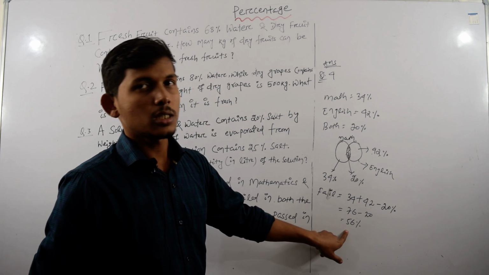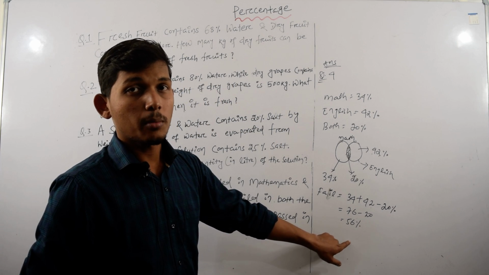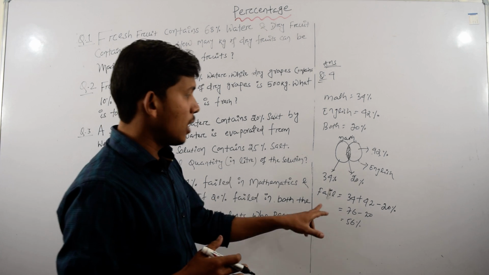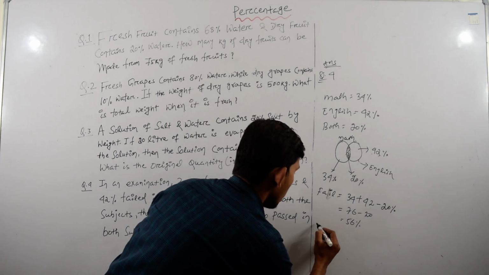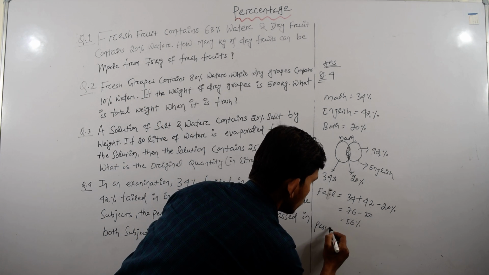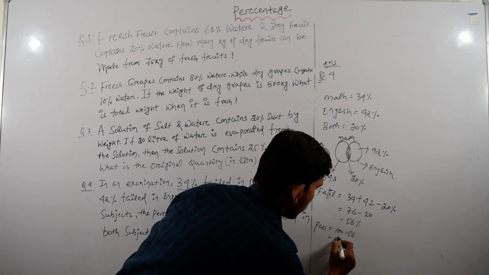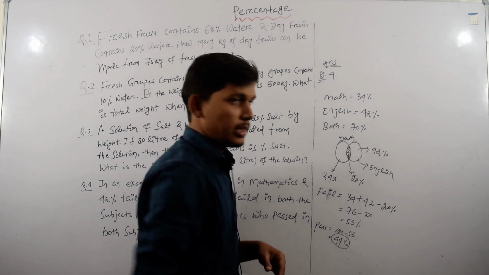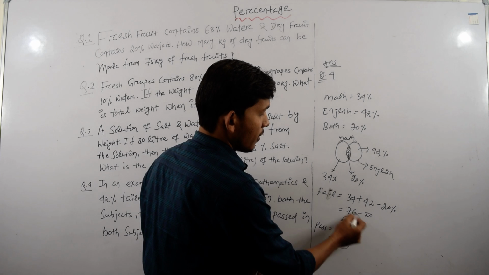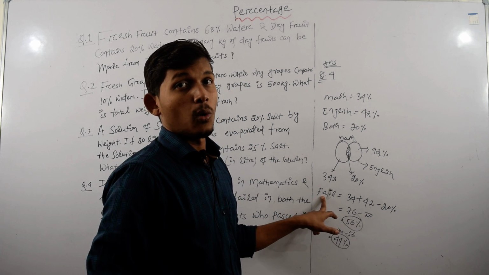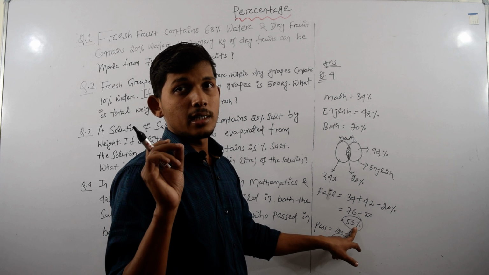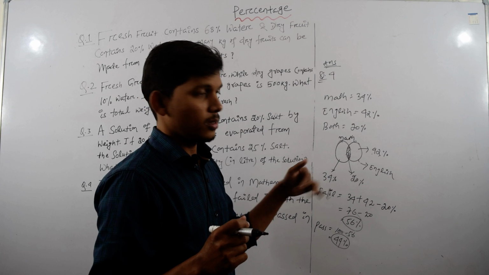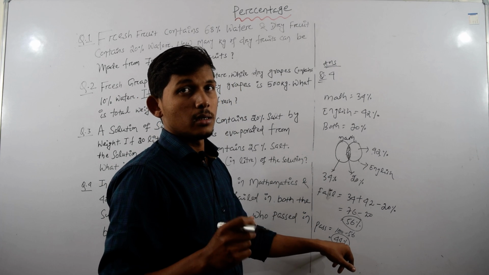The 56% of students failed. If the total number of students is 100, 56 failed, then how many passed? That is 100 minus 56, which is equal to 44%. So the right answer is 44, but generally students make a mistake here and write 56. 56 is nothing but the fail. If 100 is the total number of students, 56 is the number of students who failed in either subject. So 44 is the right answer.